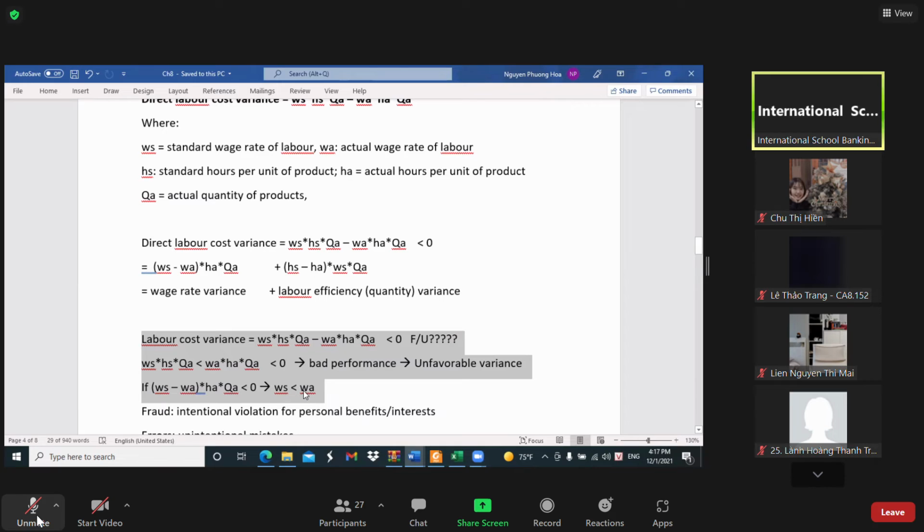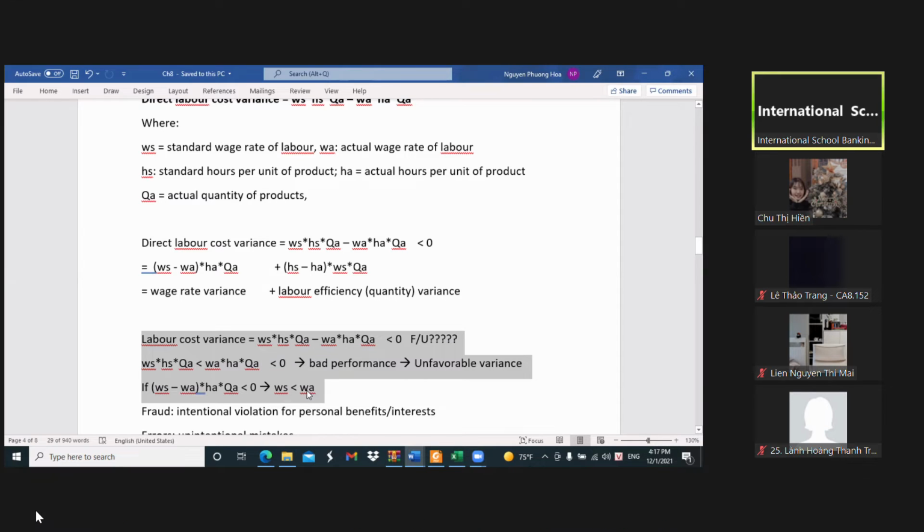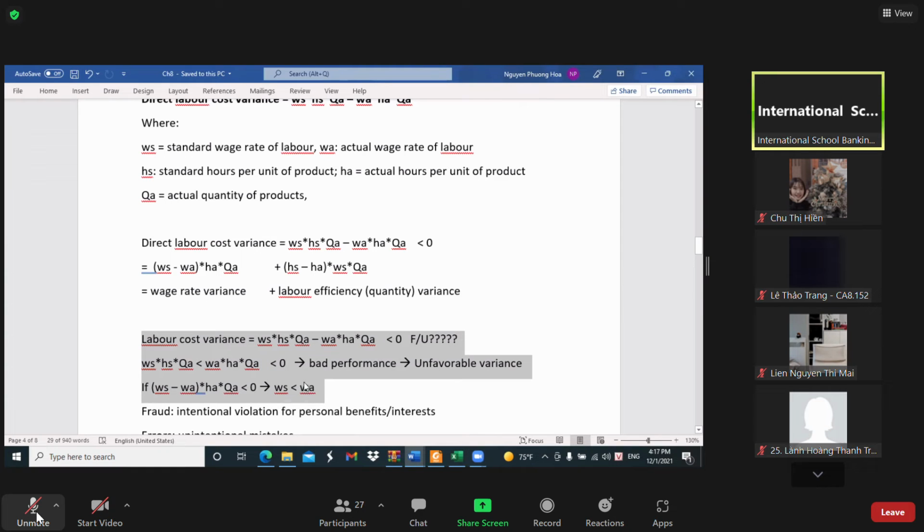More expensive for the company, right? Actual wage rate higher than the standard means the company pays more salary per hour than the standard. So it costs the company more, and it seems to reduce the profit of the company, and we investigate why. What are the reasons for the high actual wage rate? Why is the actual wage rate higher than the standard according to you?